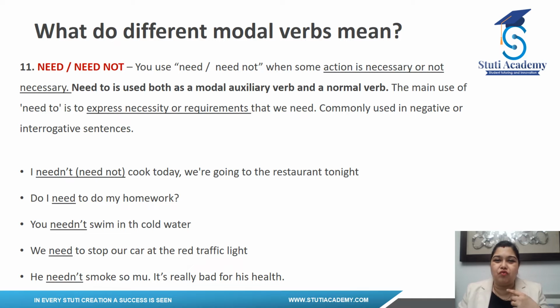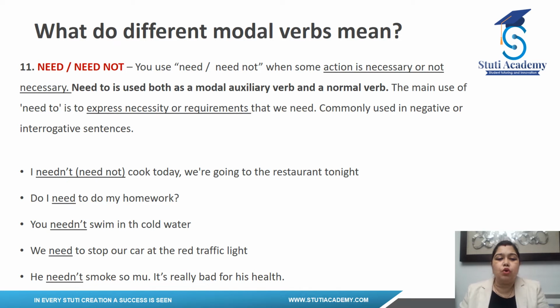Do I need to do the homework? Yes, you do need to do your homework. You needn't swim in cold water, so it is not necessary to swim in cold water. You need to stop our car at the red lights. Again, necessity. It is a requirement by law.